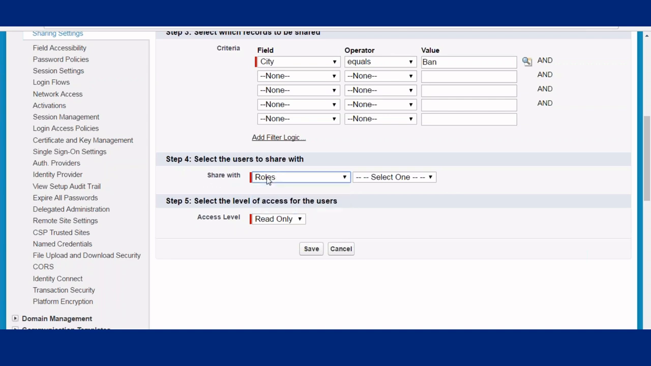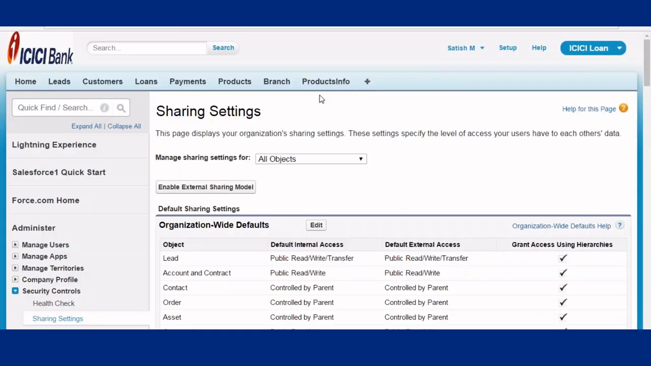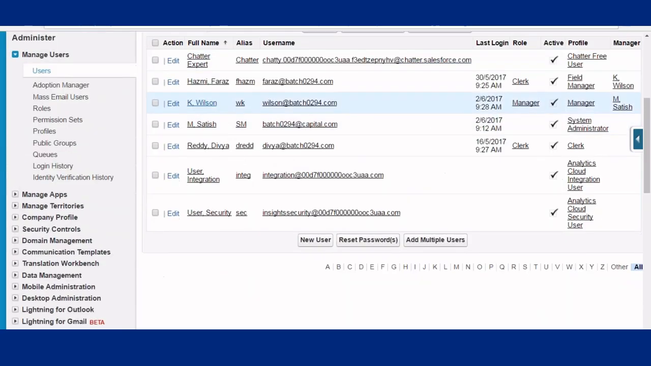I said, share the records with the people whose role is manager. All the records whose city equals Bangalore, share those records with the users whose role is manager, with what permission? Sharing is what? Read or write. I give read permission. With whom are the records shared? With the users who have the role called manager. Look at this, Wilson has a role called manager.